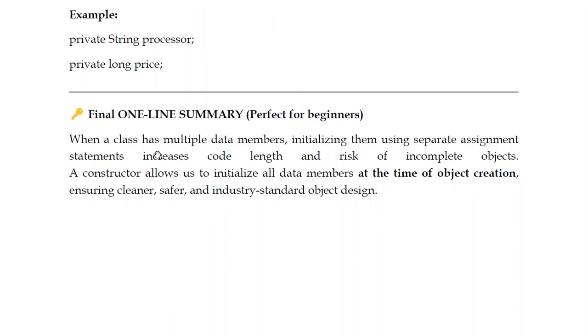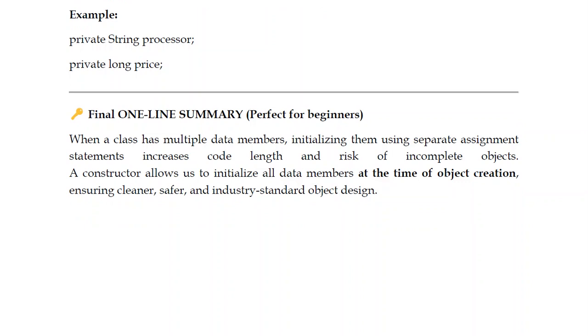So what's the final summary here? When a class has multiple data members, initializing them using separate assignment statements, like mobile phone dot brand Redmi, mobile phone dot processor, mobile phone dot price. If you're having 10 fields or 20 fields, are you going to initialize like this? Definitely it is not the right method. Automatically the code size will increase, and you may miss some data members also.